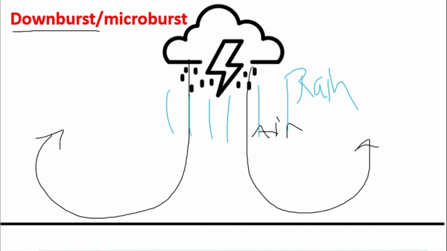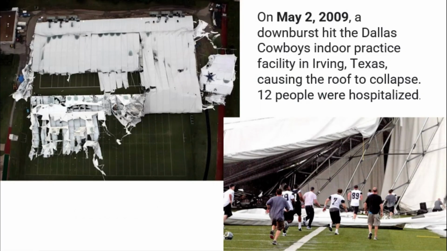Now these downbursts and microbursts can actually be really bad news sometimes. In 2009, a downburst hit the Dallas Cowboys indoor practice facility. And they were actually in the practice facility. 12 people were hospitalized. I remember at least one very seriously. Now this isn't like a permanent building. It's kind of like almost like a fabric colored tent. But the downburst was so severe that you can see what it did. It crushed all the metal framework of this building.